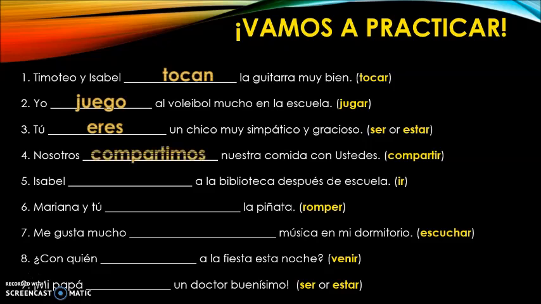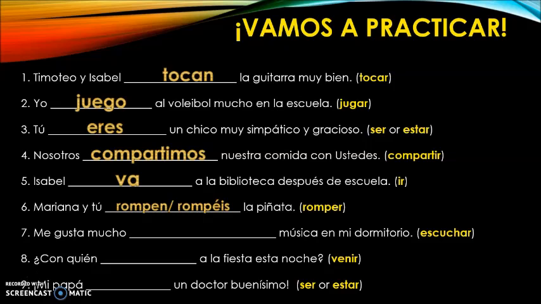Number four should be compartimos, that is a regular verb. Number five, número cinco, Isabel va a la biblioteca. That is an irregular verb. Mariana y tú could be rompen or rompes, and that is a regular verb. Number 7 might have been a little tricky. Let's see if you got it.